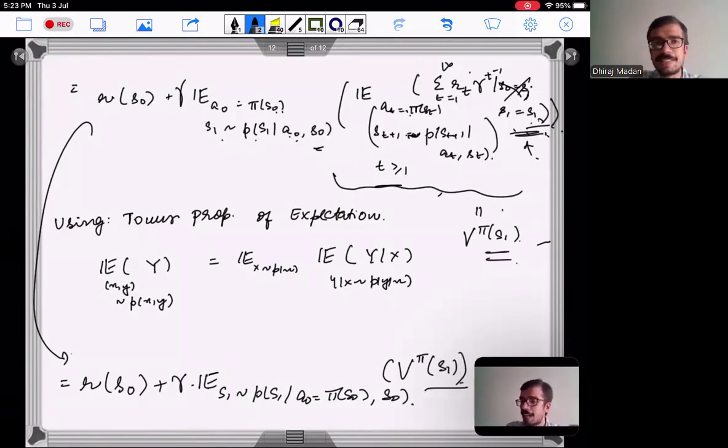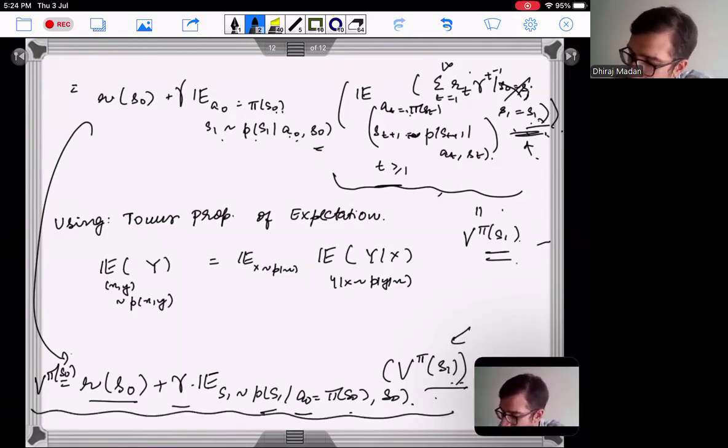Because we start from the state S1, we are accumulating reward from time step 1 onwards. And the transition distributions from time step 1 onwards are the same, and the policy is also the same. So essentially, this is nothing but V pi of S1 now. So V pi of S naught is R of S naught plus gamma times the expectation of S1 coming from P(S1 given A naught as pi of S naught and S naught), and then V pi of S1. So we are taking the average of this quantity. And this is known as Bellman's equation.